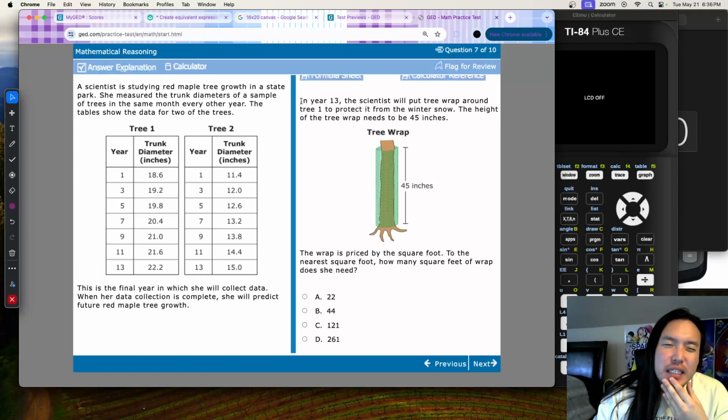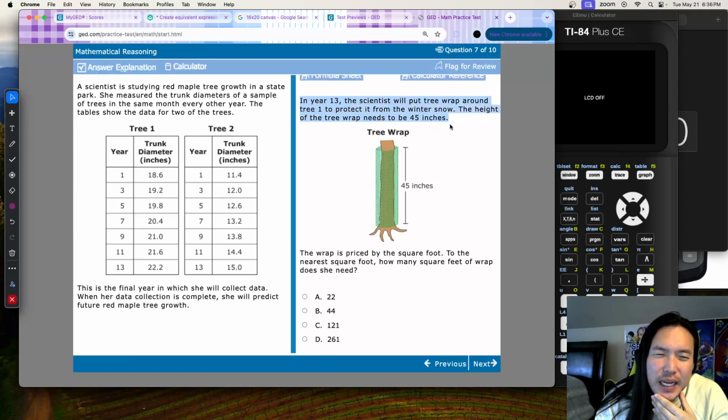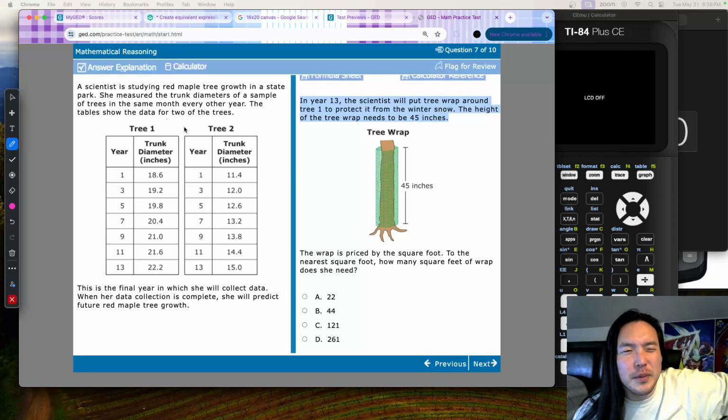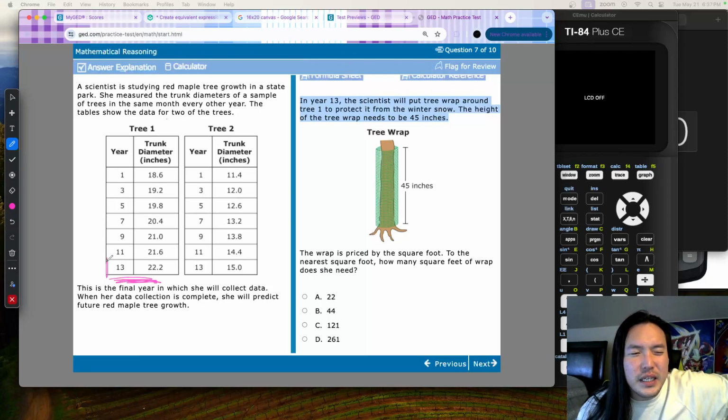Same data. In year 13, the scientists will put a tree wrap around tree 1 to protect it from the winter snow. The height of the tree wrap needs to be 45 inches. The wrap is priced per square foot. To the nearest square foot, how many square feet of wrap does she need? Okay, let me help you with this one a little bit. So we're looking at tree 1, and we're looking at year 13.